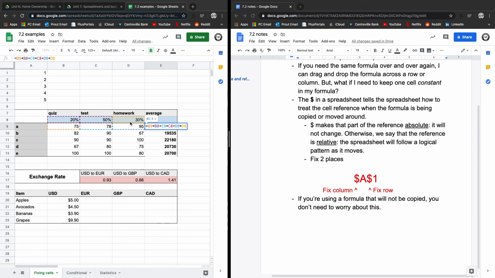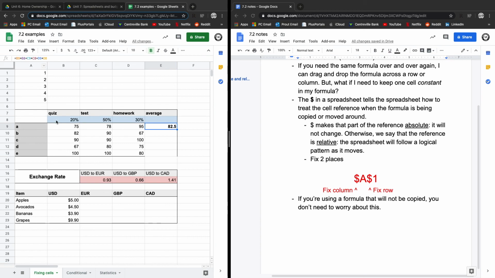So no matter where I go, even if it's down here, it's going to take all of those cells and multiply them by the row above. Well, I don't want to do that. What I want to do is take this row of cells, no matter which row it is, and always multiply it by that top row.